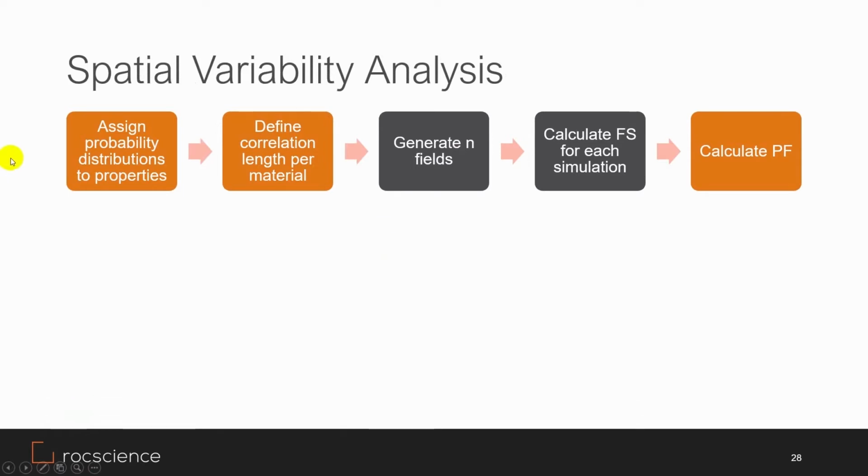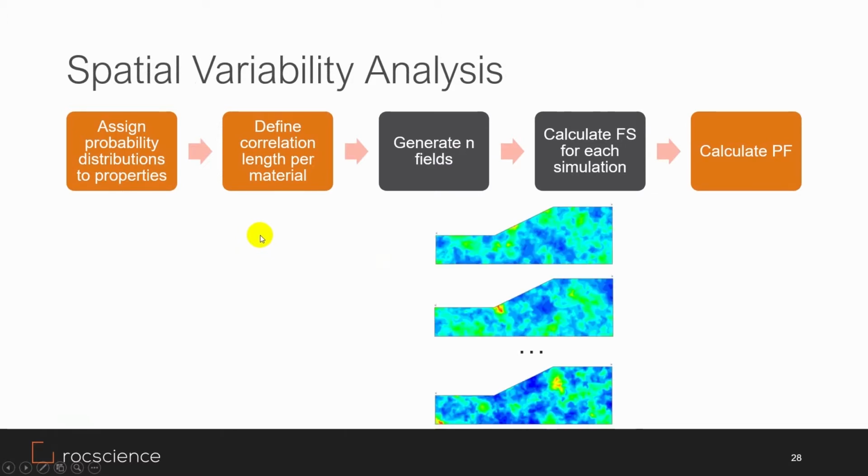Okay, so we've defined our distributions, we've defined our correlation length. The next step is generating our fields, as such. So each of our 1,000 simulations would have a different arrangement of weak and strong areas. And then a factor of safety is calculated for each of these simulations or fields. So now, how are these fields generated exactly?